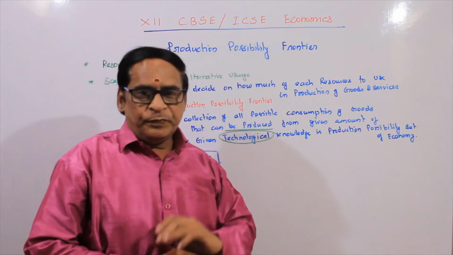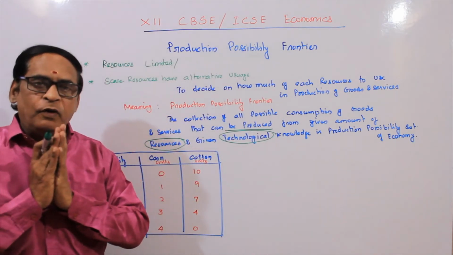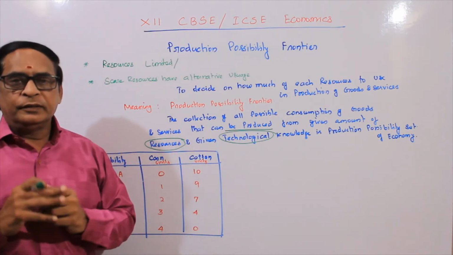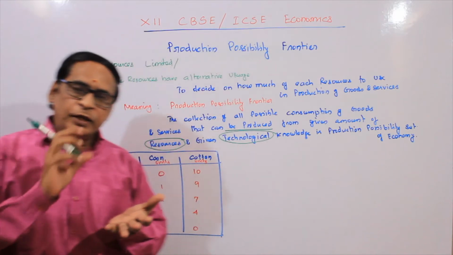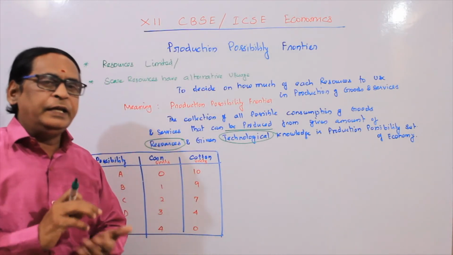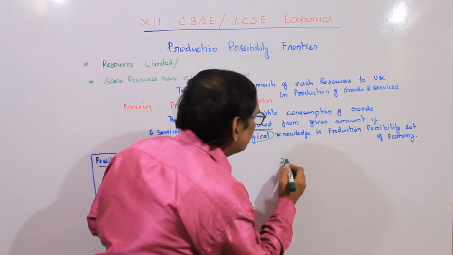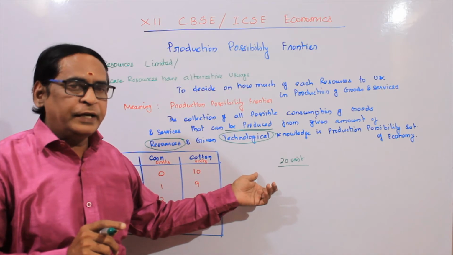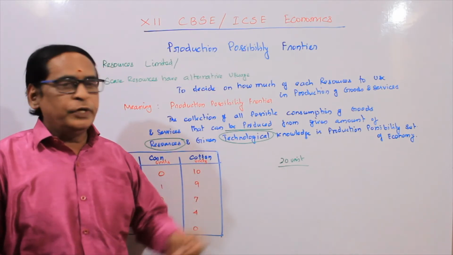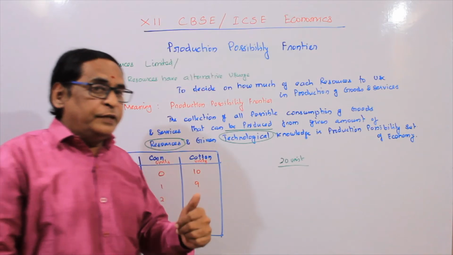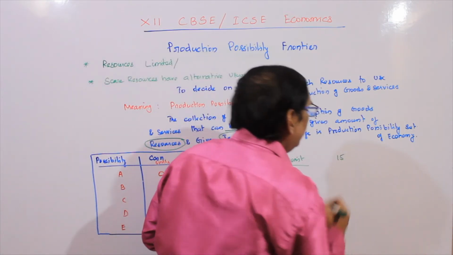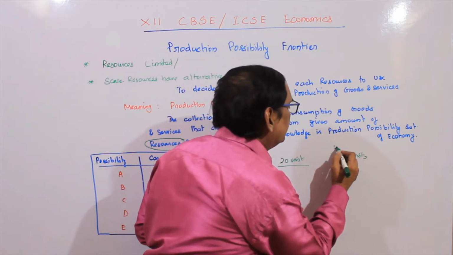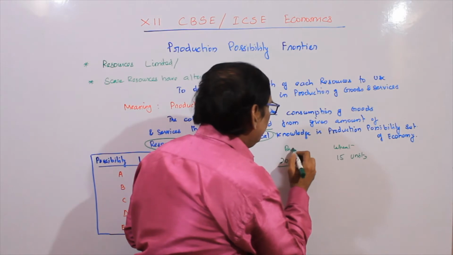So what is production possibility? For example, I have 1 acre of land. I have to cultivate something. If I cultivate paddy exclusively, I can get a yield, a production of 20 units. If I cultivate wheat, I can produce only 15 units. So this is wheat, this is paddy.